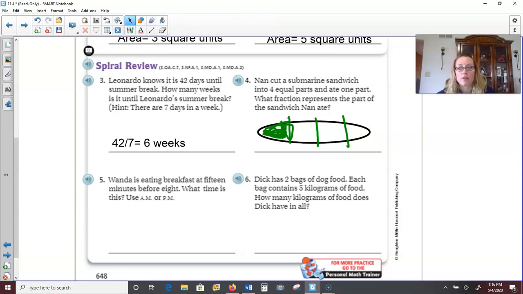All right, anyway, so if she ate 1 part out of the 4, her fraction that she ate is 1/4. And you can write that as a fraction or you can spell it out, 1/4. Remember, our numerator is the part that we are talking about, the shaded part, 1. And the denominator is how many total parts there were, 1/4.